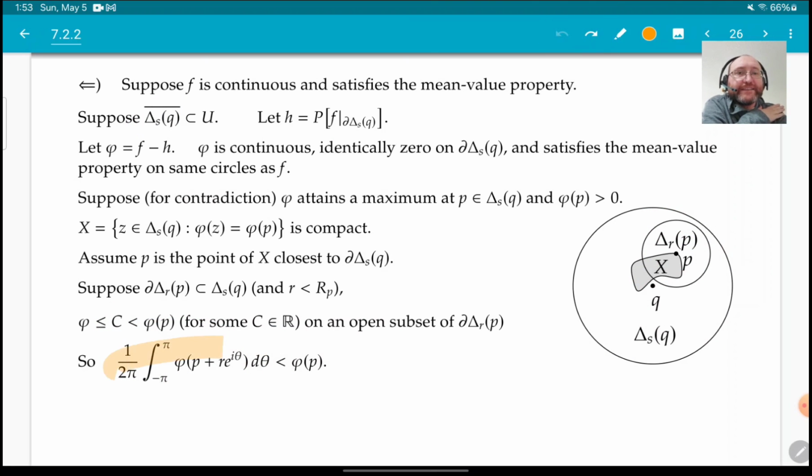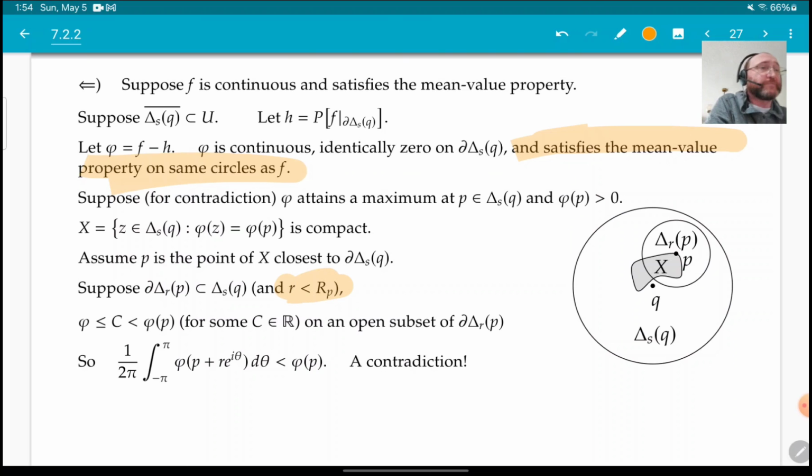So we have that the average of phi has to be strictly less than the phi of p at that point. But that's a contradiction, because we said that phi of p satisfies the mean value property on the same circles as f, and we've picked this r to be less than capital R of p, and so we should have been satisfying the mean value property.